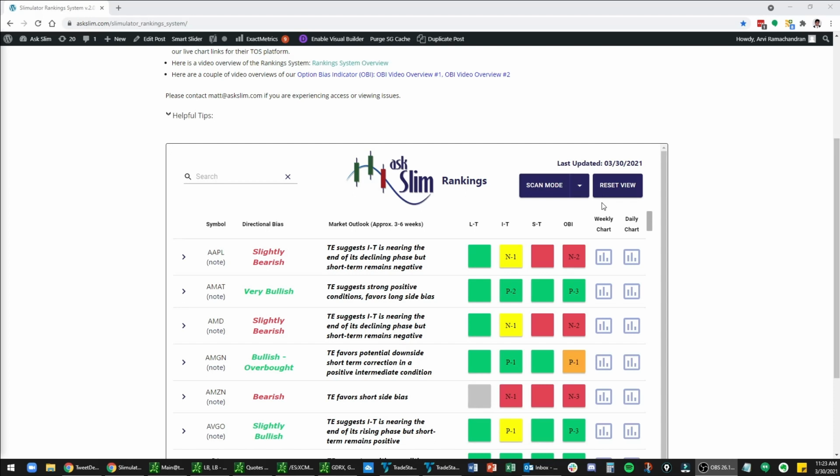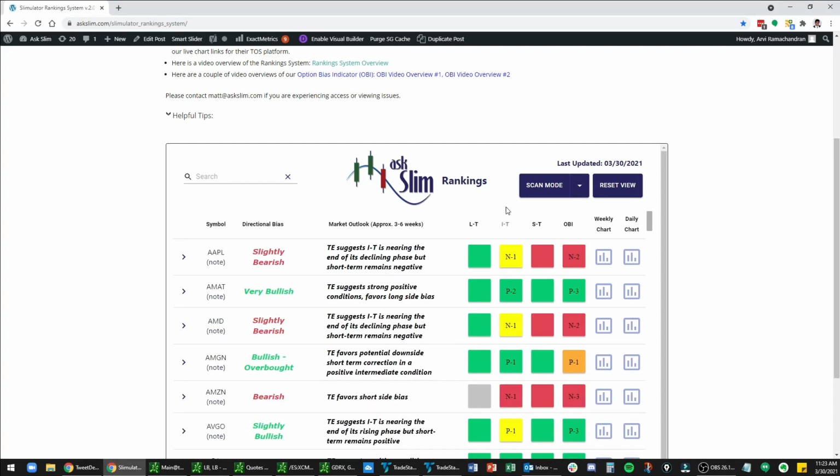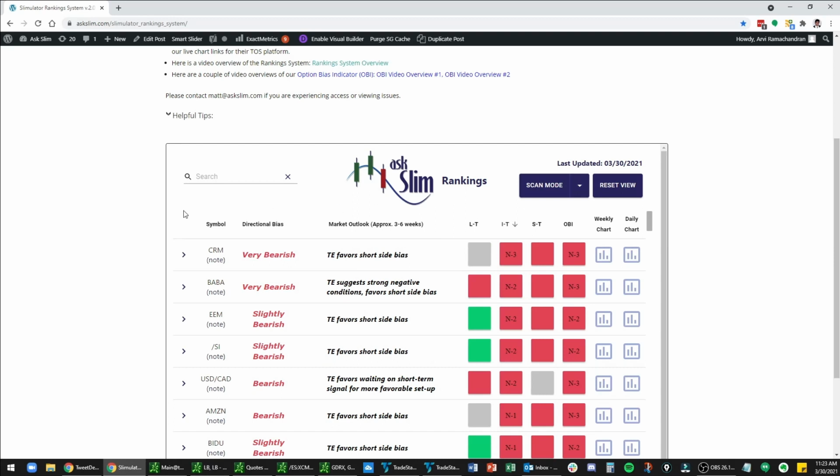So let's go ahead and walk through a use case. Let's just say you're looking for a bearish trade idea. What you can do is click on this LT button right here, and it'll sort by either bullish or bearish. So let's sort by bearish, and you can see CRM is one of the most bearish names that we have in this whole list of 84 symbols here.